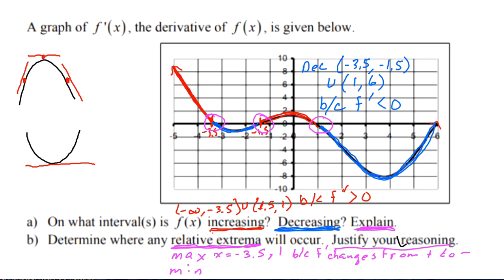All right, so now the minimums. The minimum is going to occur right here at negative 1.5. And the reason is because f prime changes from a negative value to a positive value.